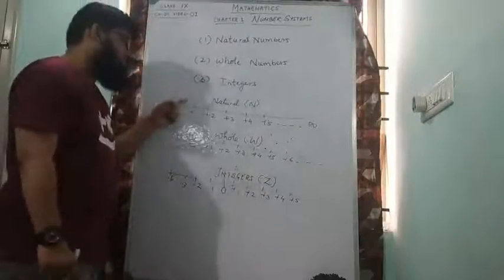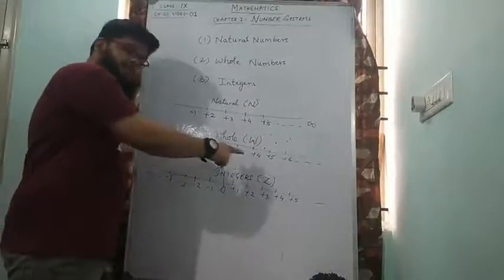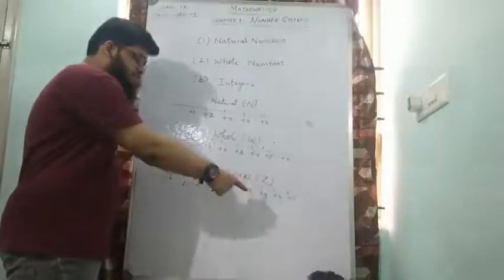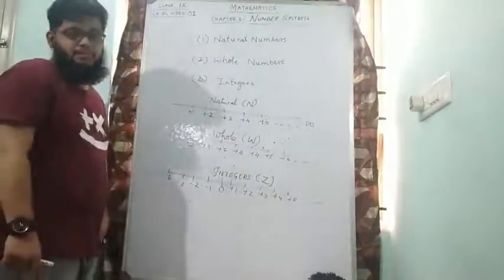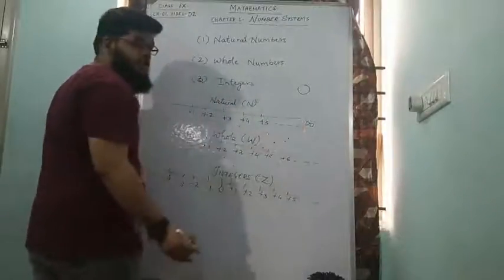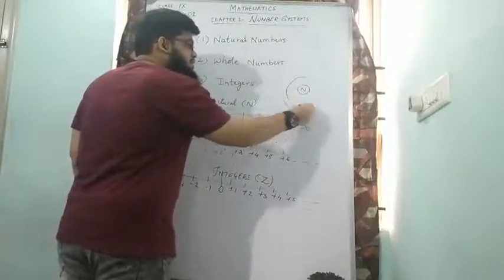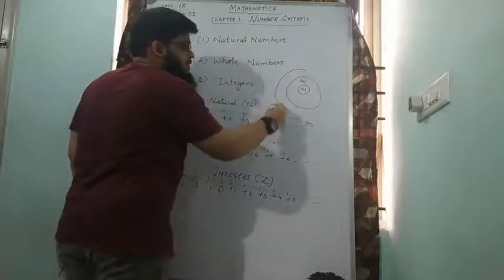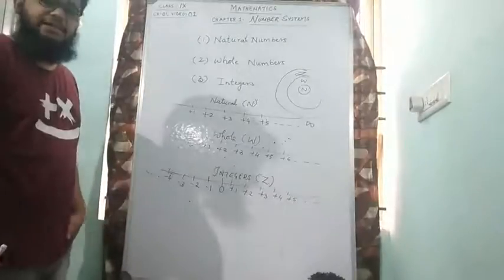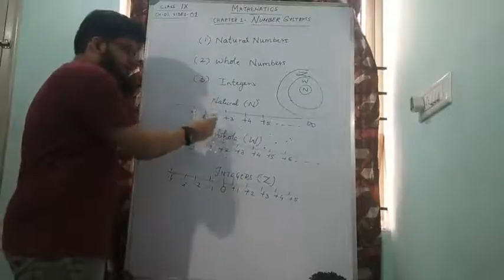So natural numbers consist of all positive numbers only, whole numbers consist of all positive numbers including 0, integers consist of all positive numbers, 0 and also negative numbers, right? So if I have to represent it in circular form, I will represent natural numbers first, and then comes whole numbers, and then comes integers represented with Z. So now let us try to link one type of number with the other.